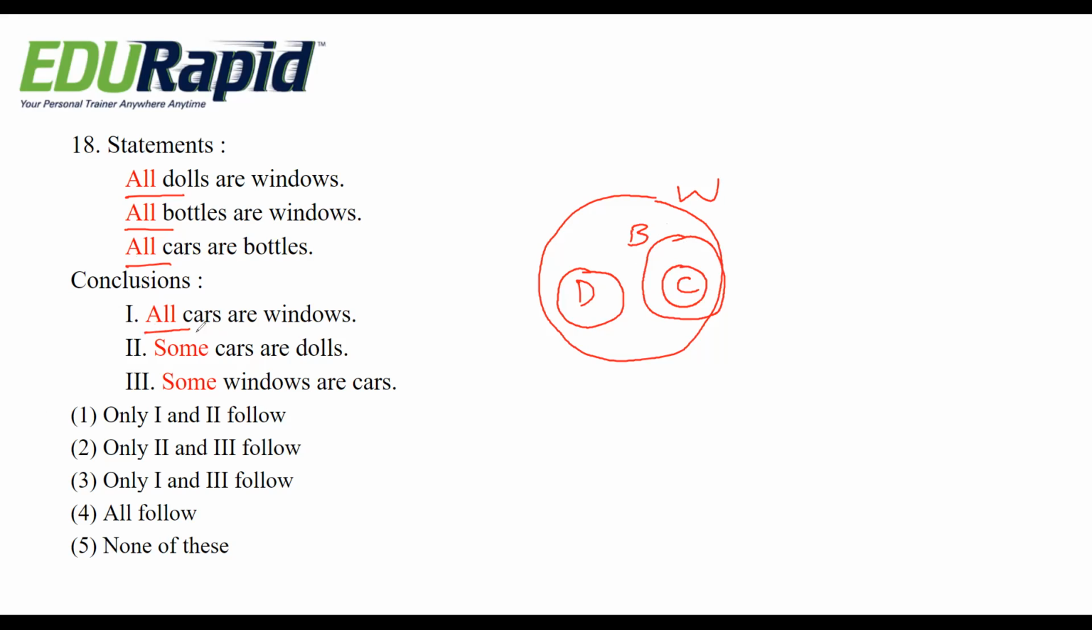Coming to the conclusion: all cars are windows. Yes, this follows because cars and windows are in the single circle. All cars are windows is possible. Some cars are dolls does not follow because C and D are not connected to each other. Some windows are cars follows because circles C and W lie in the same circle. So we can say only conclusions 1 and 3 follow. That is option 3.